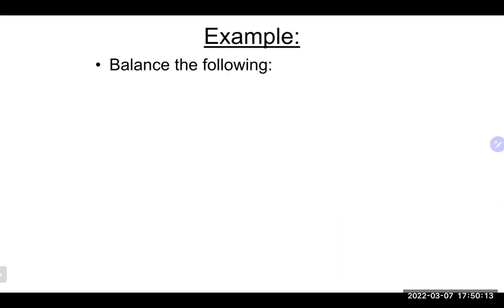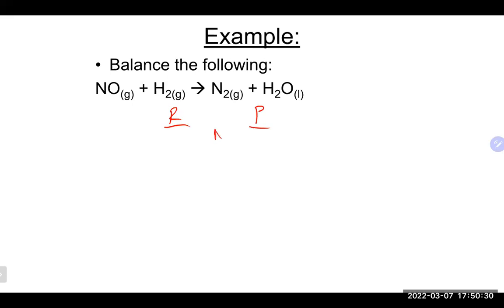So let's take a look at one here together. When we look at an equation such as this, it is sometimes very helpful to make a table to point you in the right direction. What I mean by that is you could have a reactant side and a product side, and you basically have nitrogen, oxygen, and hydrogen involved here.